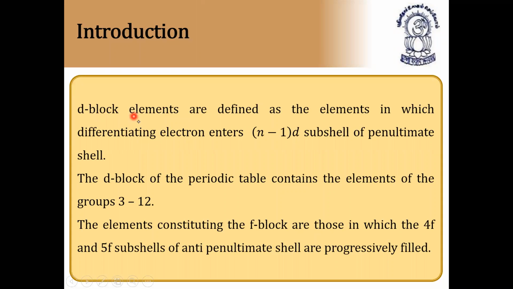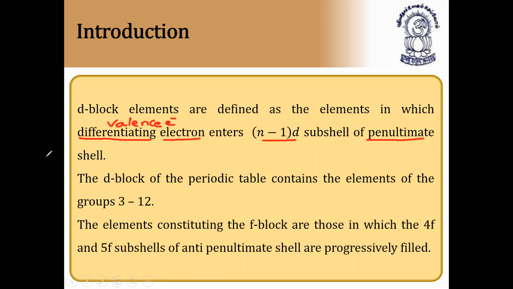D block elements are defined as the elements in which the differentiating electron enters into n-1. Differentiating electron means the valence electron, that is the last electron. The valence electron enters the n-1 d subshell of the penultimate shell. Penultimate means the shell before the outermost shell. The shell before the outermost shell is called the penultimate shell.